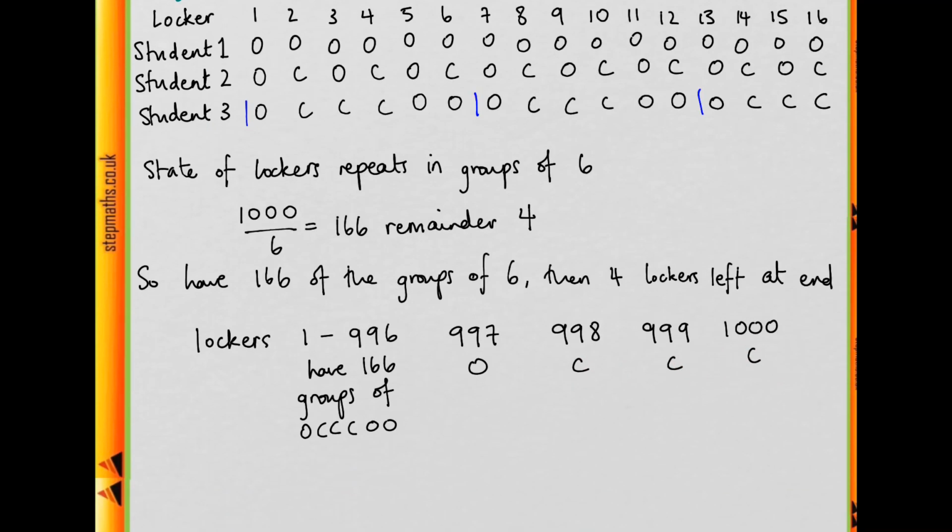And so because in each of these patterns we have 3 closed lockers, then out of these first 996 lockers we're going to have 3 times 166 closed ones, and then we see we have 3 closed lockers left over at the end, and that's equal to 501 in total.